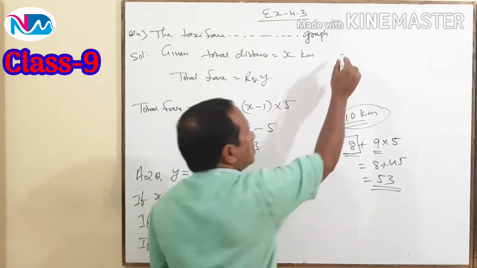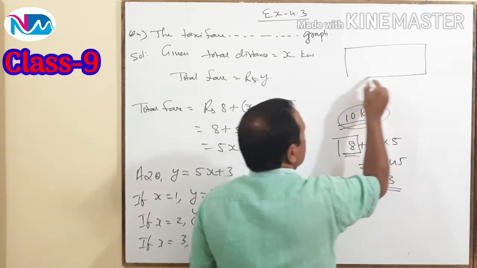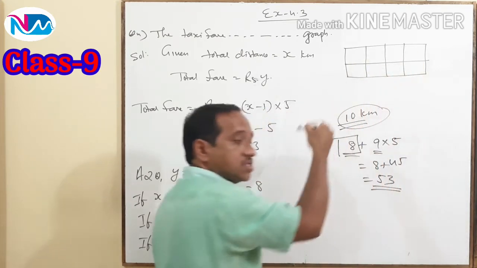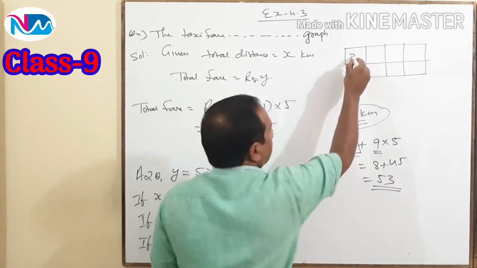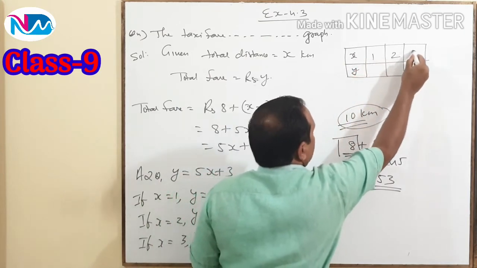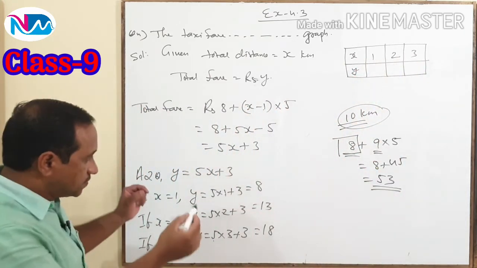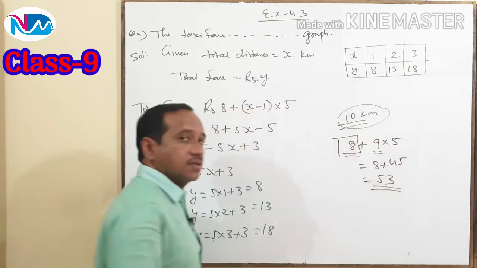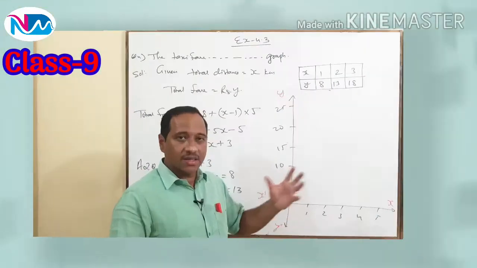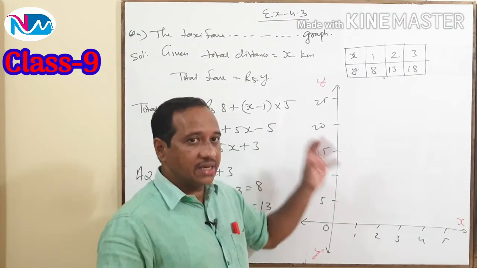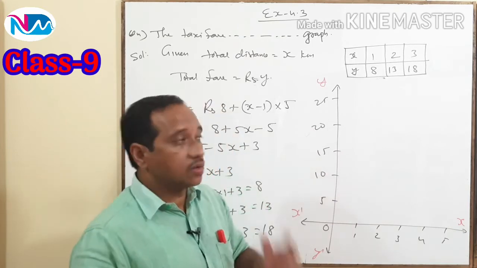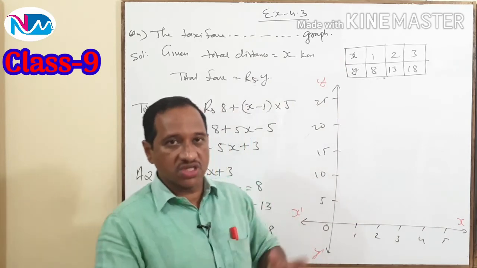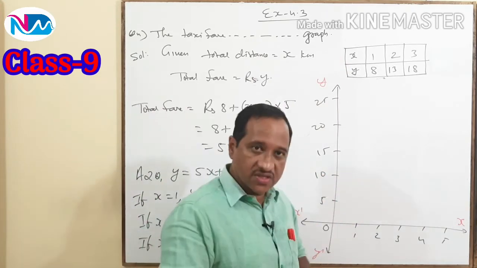Hence, we have a table representing 3 solutions of this equation. The values of x are 1, 2 and 3, and the respective values of y are 8, 13 and 18. Now we have to draw the graph. In the Cartesian plane, I just highlight the first quadrant only, because all the x coordinates and y coordinates here are positive.